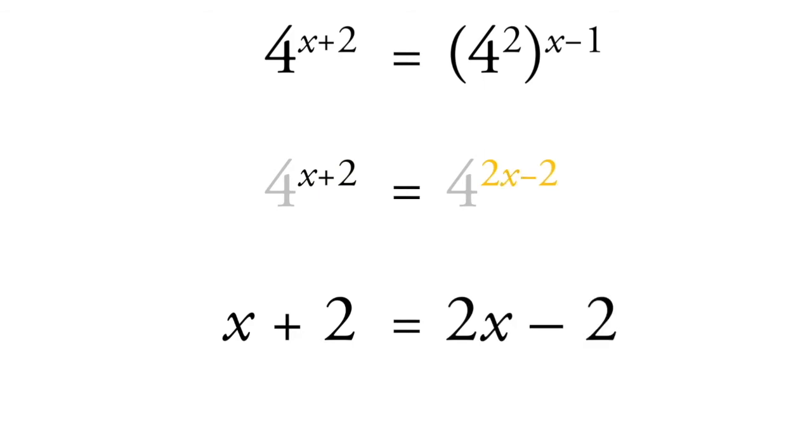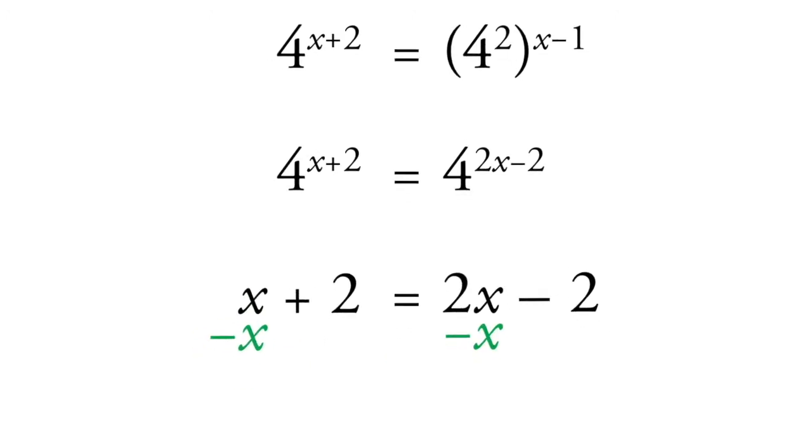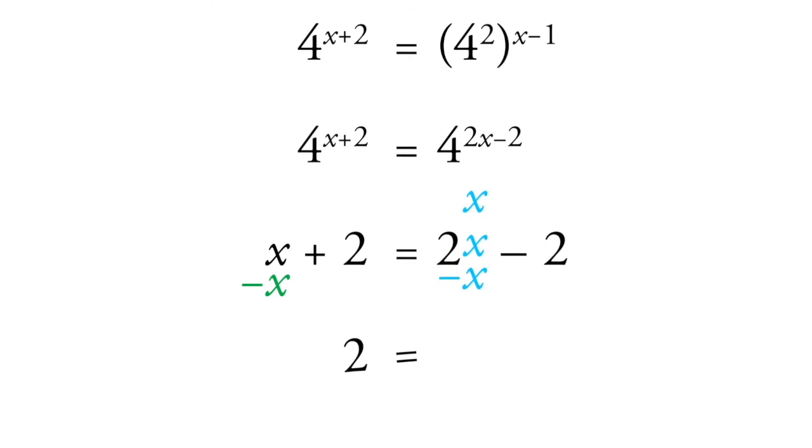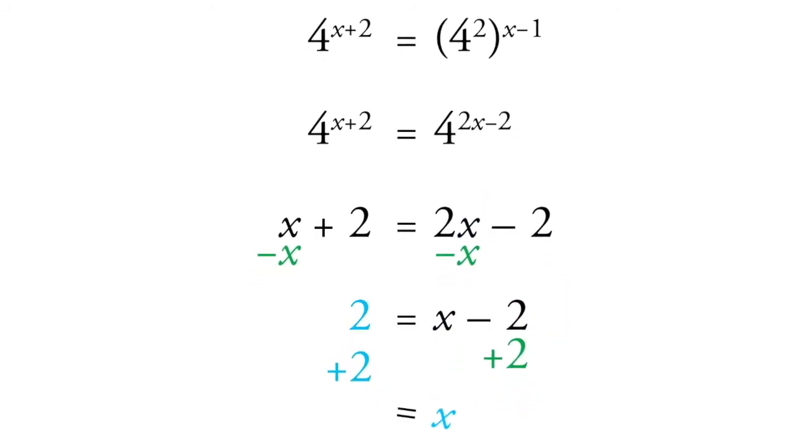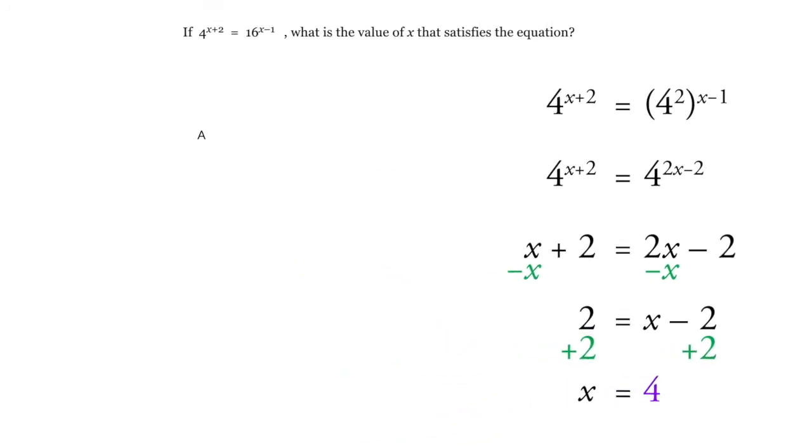Now, that means that this number here, this x plus 2, is equal to this number here, 2x minus 2. So we have a really straightforward algebraic relationship here. And so we can subtract x from both sides. We get 2 is equal to x minus 2. We can add 2 to both sides, and we have x equals 4. And that's our answer. It's this one right here.